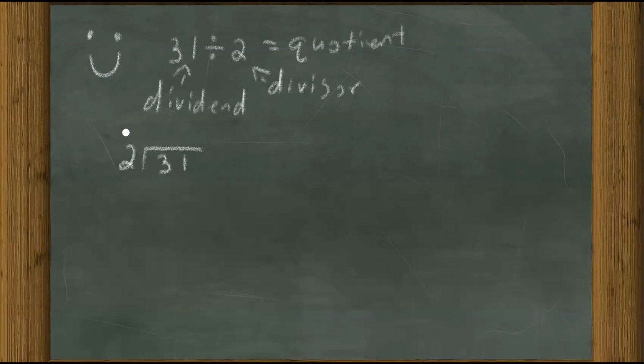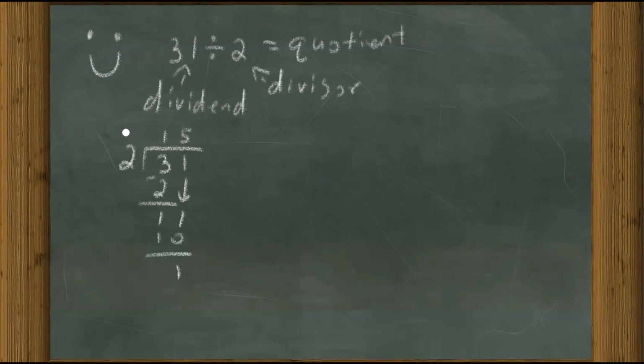I'm going to look at the first value here. I'm going to think to myself, how many times can 2 fit into 3? Fits in 1 time. 1 times 2 is 2. 3 minus 2 is 1. I'm going to bring down this 1. Now, how many times does 2 fit into 11? The answer is 5 times. 5 times 2 is 10. 11 minus 10 is 1.